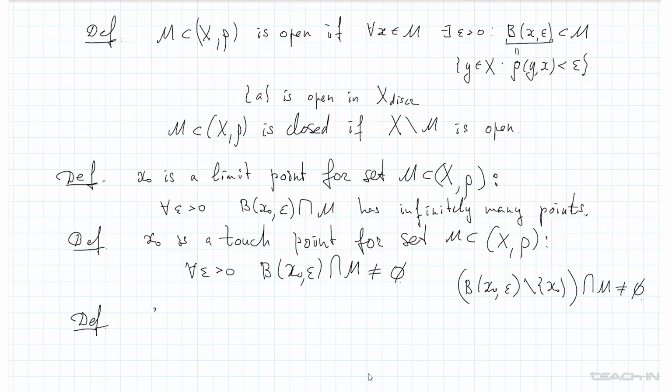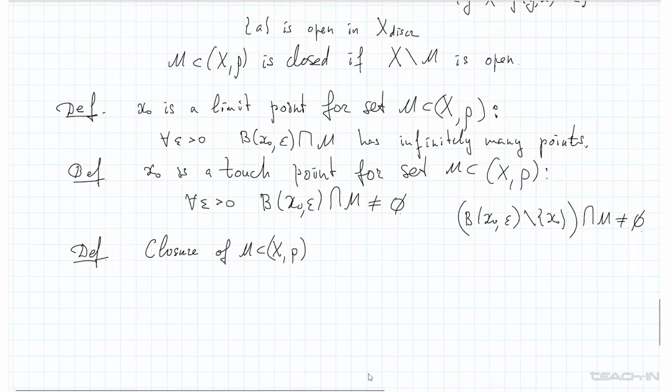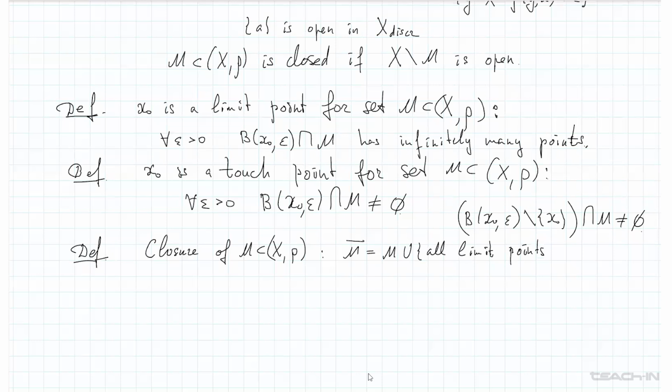And a definition which follows from these two concepts is the closure. So what do we say about the closure? We define this as such, and by definition, the closure is the set together with all limit points. And how can we define the closure with the help of a touch point? All touch points. Yes.